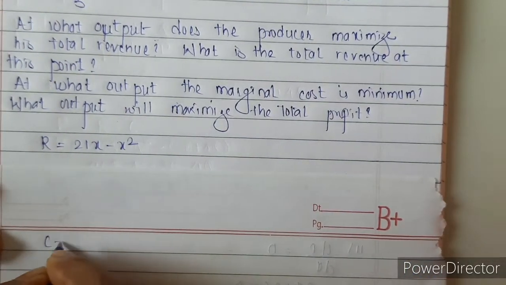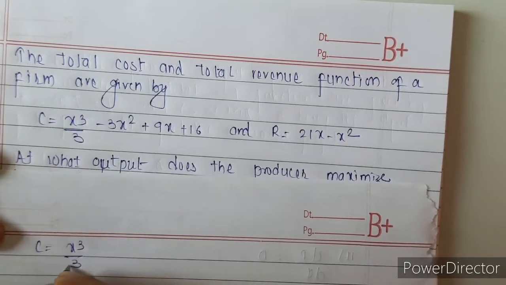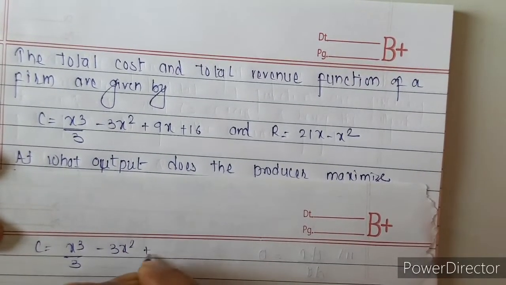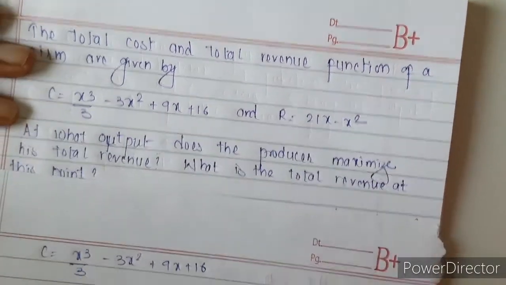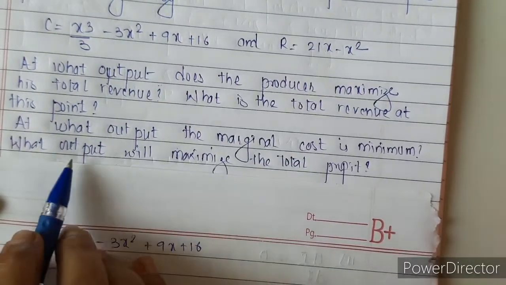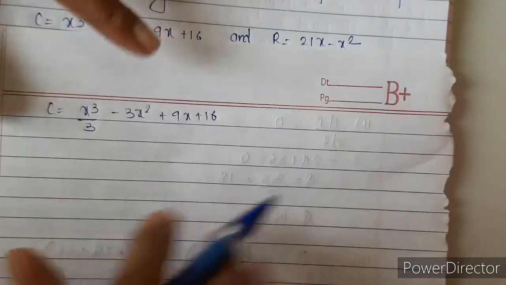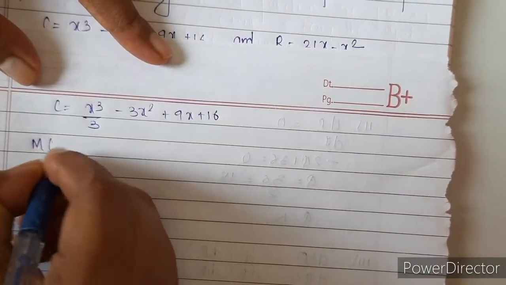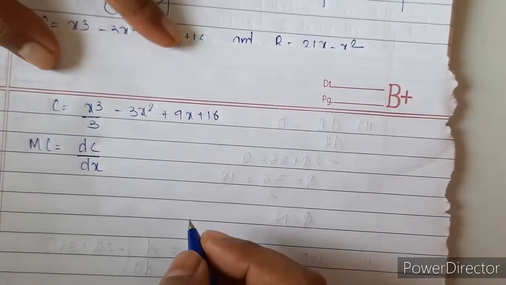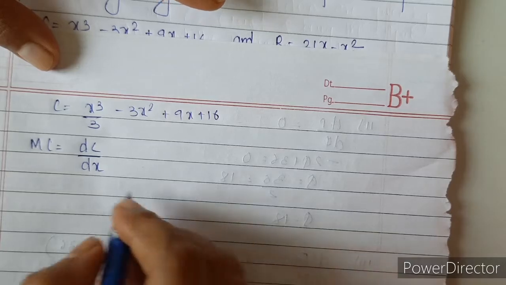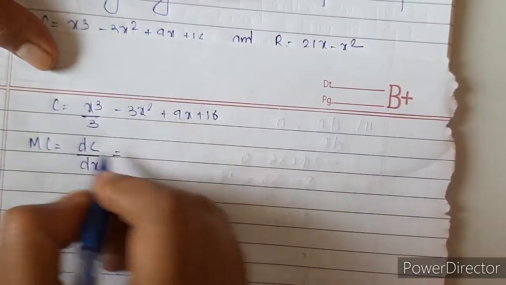So cost function here is given as x cube by 3 minus 3x square plus 9x plus 16. This is the cost function given and we need to find at what output the marginal cost is going to be minimum. Now marginal cost is nothing but change in cost with respect to change in output, which is nothing but derivative of cost with respect to output. So we have to find derivative of this function.